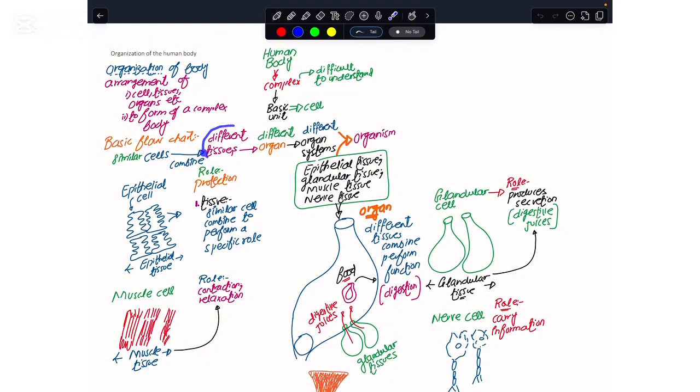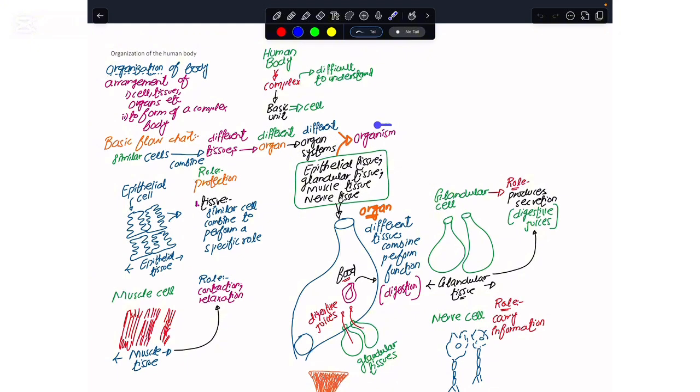Moving onward, when we have different tissues and they combine with one another, you see that the tissues are different, so they render different roles. But when they make an organ, that organ renders one specific role, one specific function. Different organs have different anatomy or makeup, but when different organs combine with one another, they make an organ system, and that organ system performs one specific role.